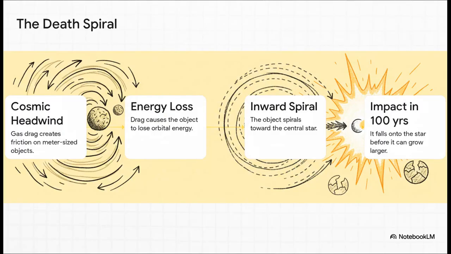And that headwind? It's a killer. For an object that's about a meter across, the drag is just catastrophic. It's like slamming on the brakes. The object loses energy, and it starts to spiral inward, right toward the star. And the timescale for this is, well, it's terrifyingly short. About 100 years. That's it. Before it has any chance to grow bigger, it's completely vaporized. This was a total dead end for the theory.